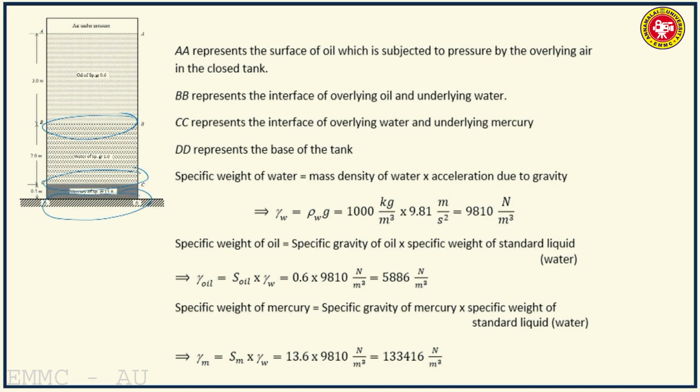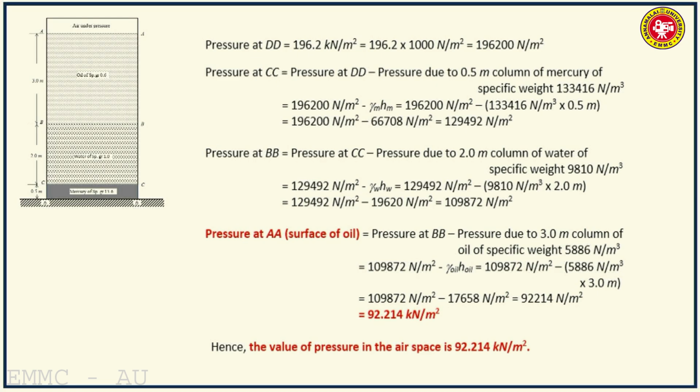So specific weight of water will be mass density of water multiplied by acceleration due to gravity. So 1000 multiplied by 9.81, you get 9810 Newton per meter cube. Specific weight of oil will be specific gravity of oil multiplied by specific weight of water, that is 5886 Newton per meter cube. Specific weight of mercury will be 13.6, the specific gravity of mercury, multiplied by 9810, you get 133416 Newton per meter cube.